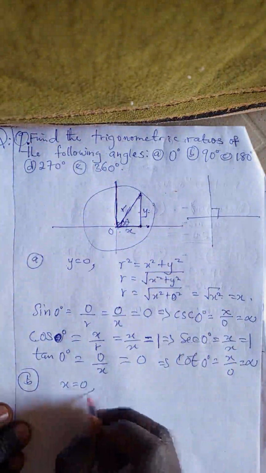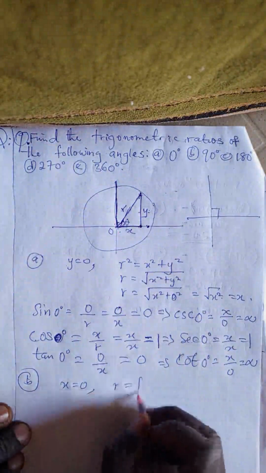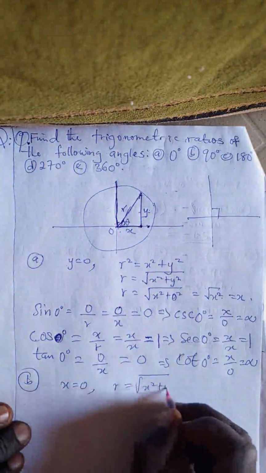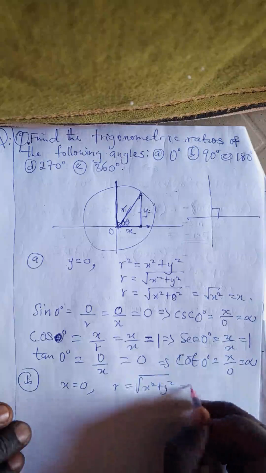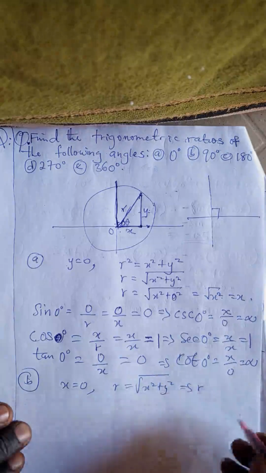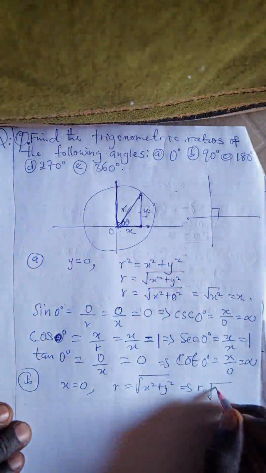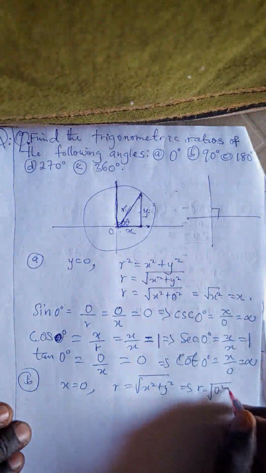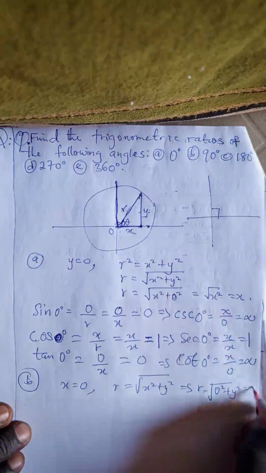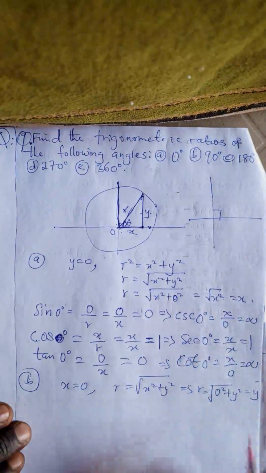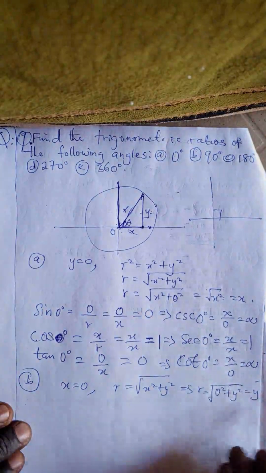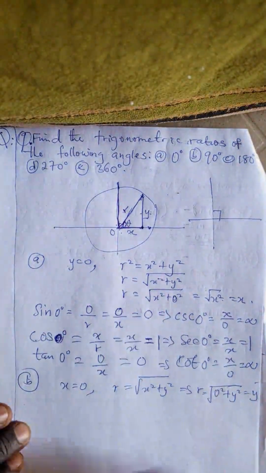I remember we have r is equal to the square root of x squared plus y squared. So this implies that r is equal to the square root of 0 squared plus y squared, since x is equal to 0, and so r is equal to y when you take the square root, just as we have done it here.